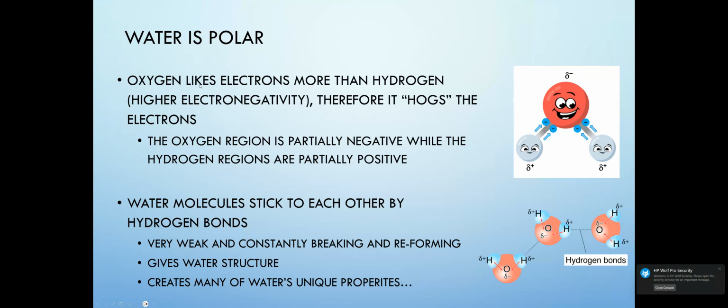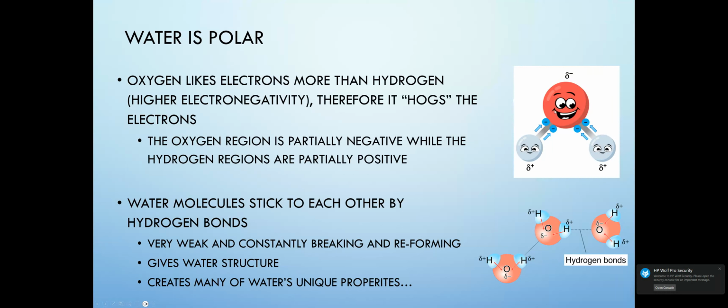So in the case of water, oxygen has a very high electronegativity, and what that means is it has a higher affinity, or it likes electrons more than the hydrogen atoms that are bonded to it. And so the hydrogens really don't have a strong attraction. Anytime we have polar molecules, it's always going to be the other element that is hogging the electrons from hydrogen. And so in the case of water, oxygen hogs the electrons.